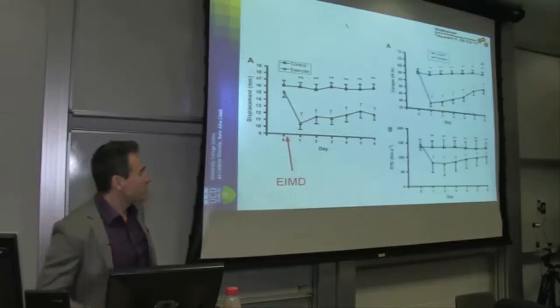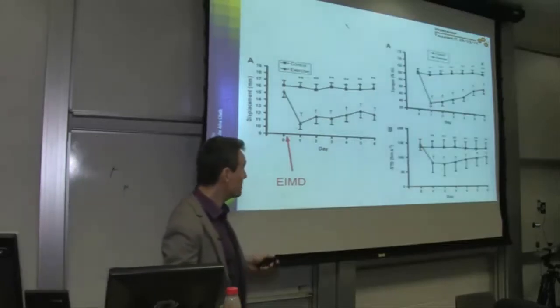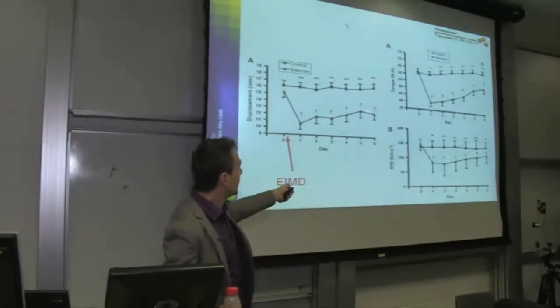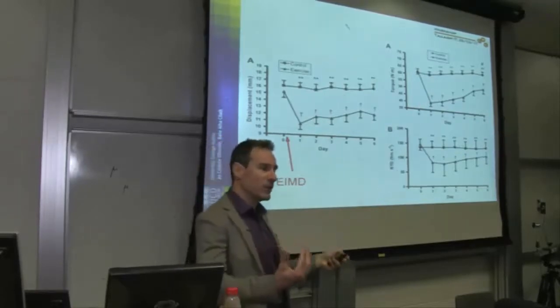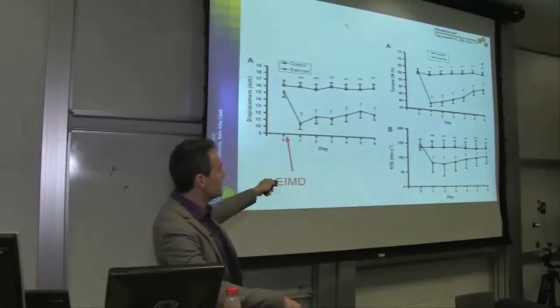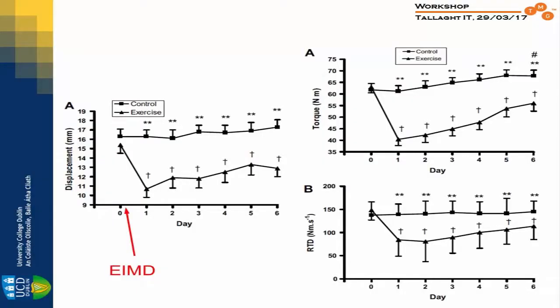But then, when we measured torque and rate of torque development between the two arms, interestingly, you see that the shape of the curve is very similar to the displacement curve. So there's a drop in the exercise arm, and after 6 days there's still no full recovery, so the damage was significant. And look at the torque. It's a very similar situation, similar for the rate of torque development.